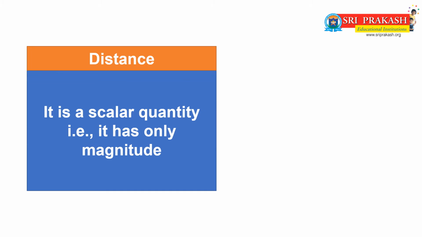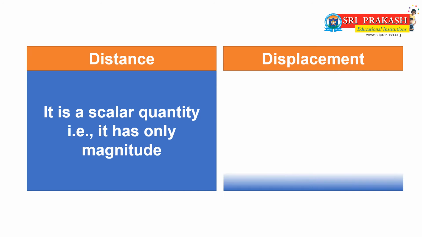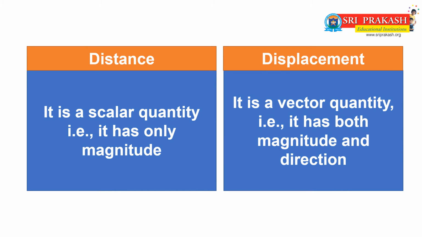Distance. It is a scalar quantity, that is, it has only magnitude. So for distance, no need to specify the direction. Just the actual length of the path is sufficient. Displacement. It's a vector quantity, that is, it has both magnitude and direction. So the change in position along with the magnitude, the direction has to be specified for displacement.